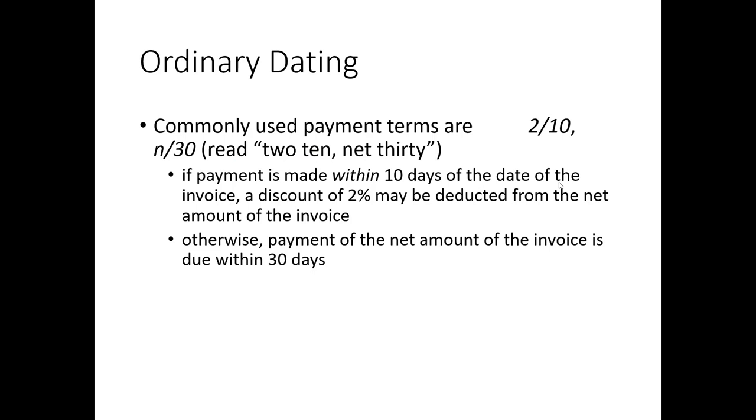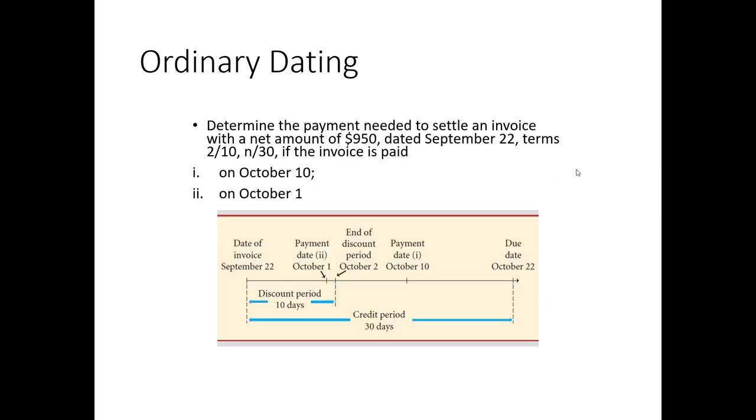Okay, so we have all those words in case you forgot what I said. We have a couple of scenarios. Let's talk about them, and we'll do some figure counting and counting days and so on. We're going to determine the payment needed to settle an invoice with a net amount of $950. Just note about this net amount, all the trade discounts we were talking about in part one have already been applied. Now we're strictly looking at the cash discount for paying early.